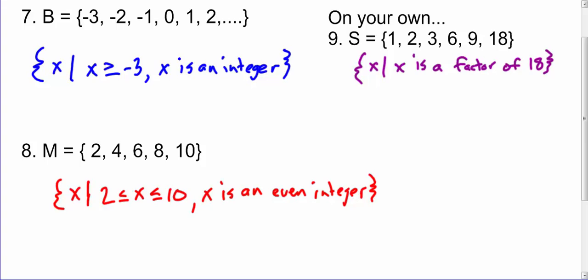Essentially what these numbers all have in common is they're all the factors of the number 18. 1, 2, 3, 6, 9, and 18 all divide evenly into 18. So we can say x such that x is a factor of 18.